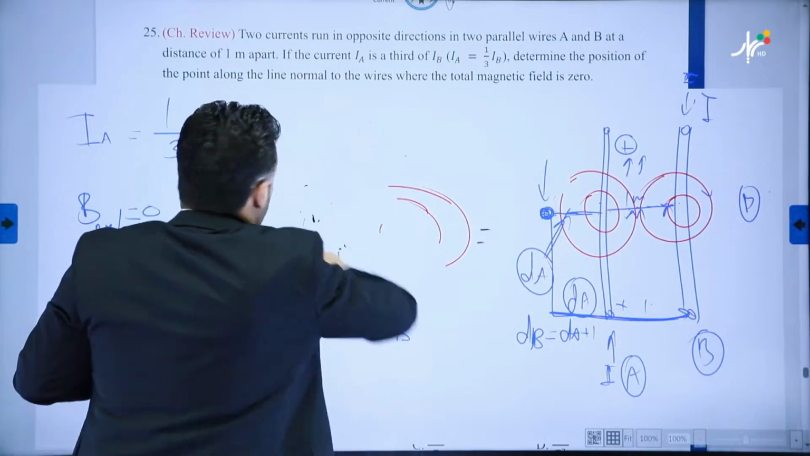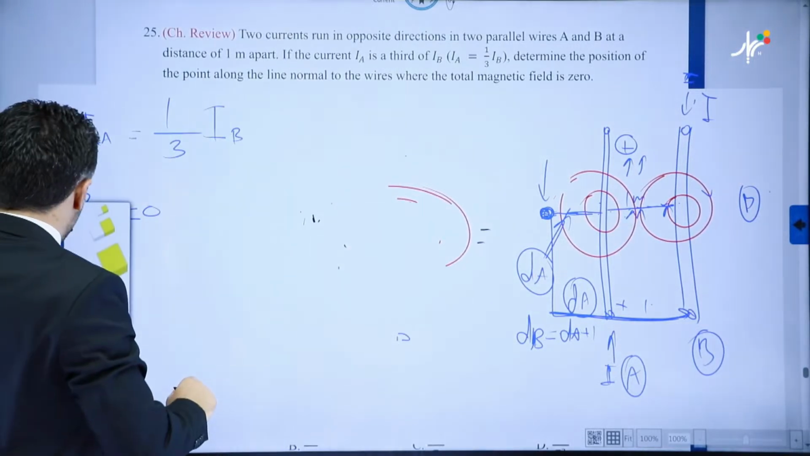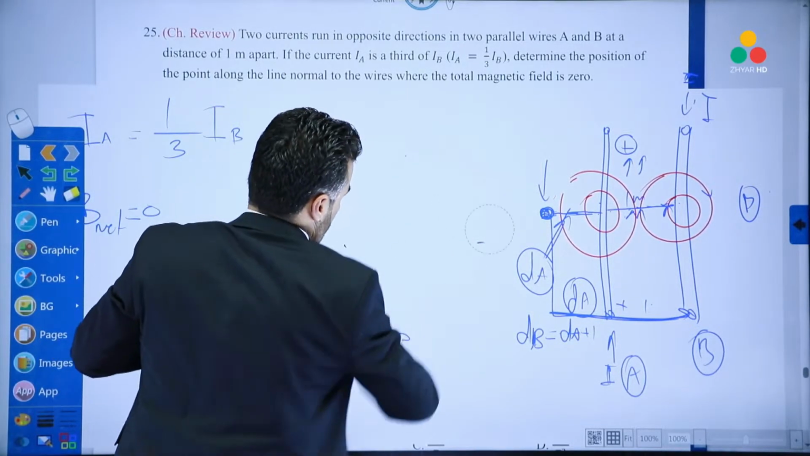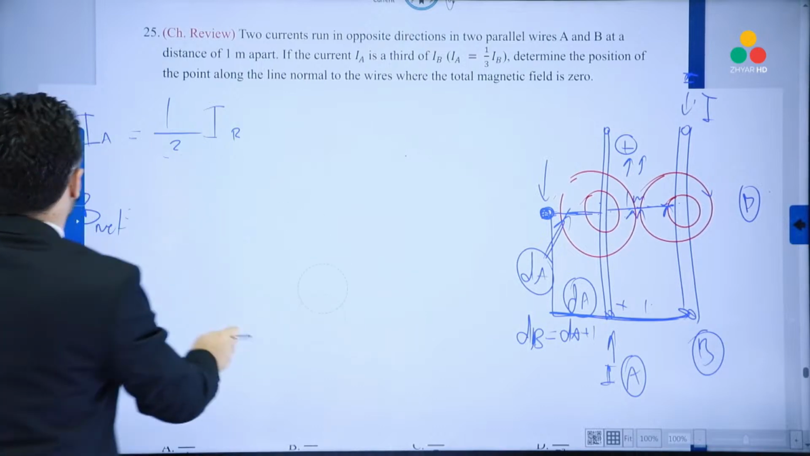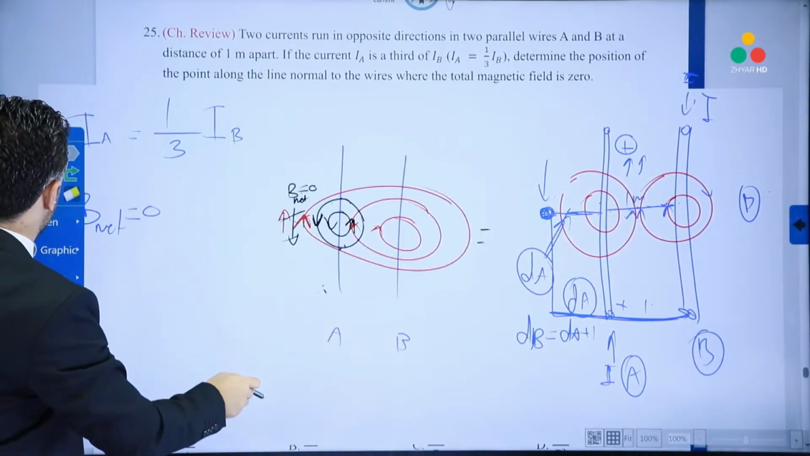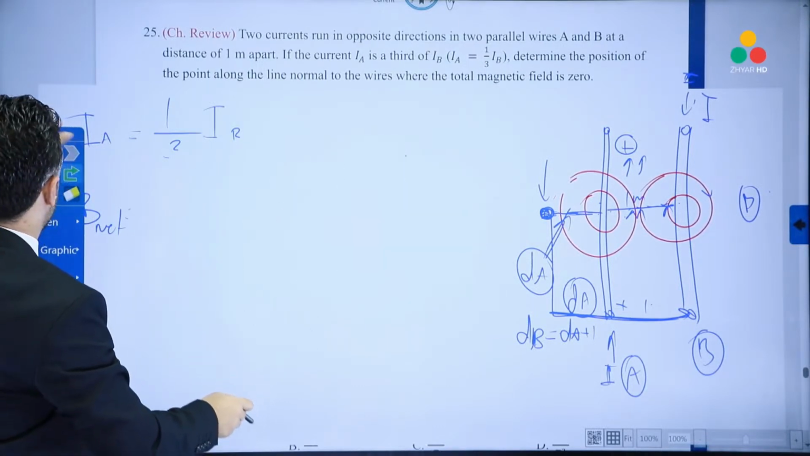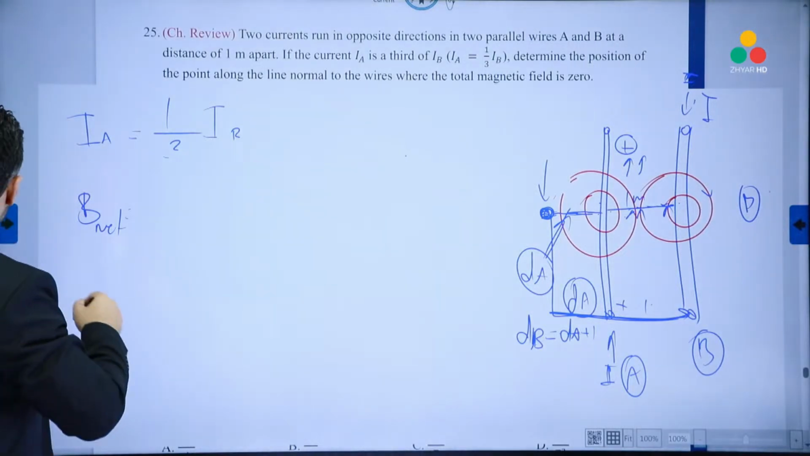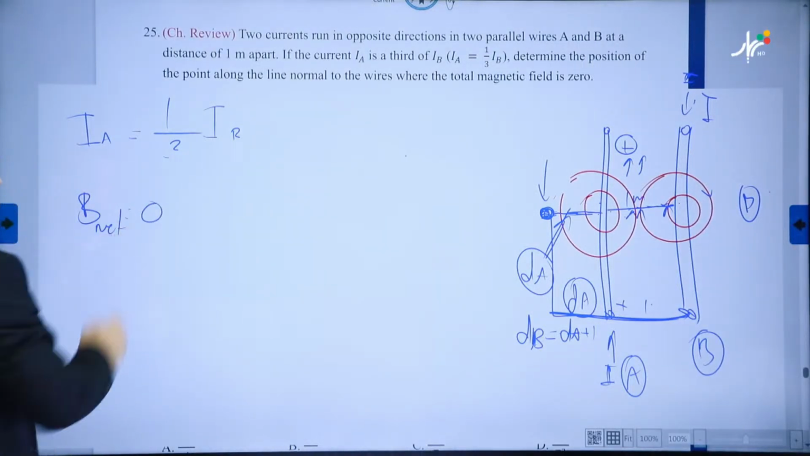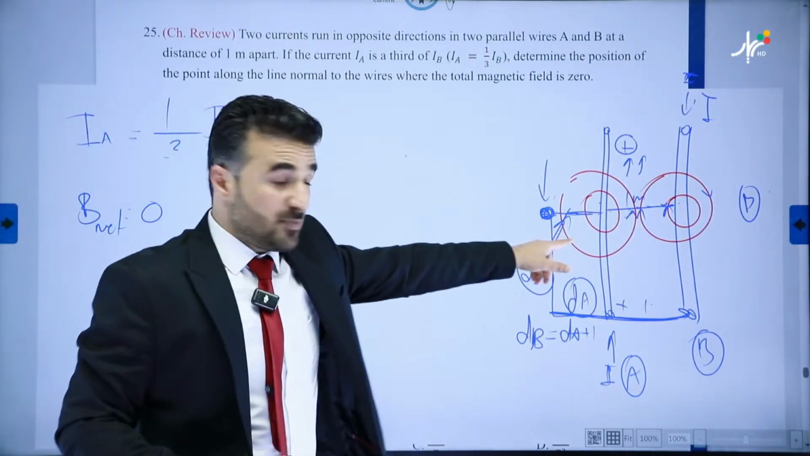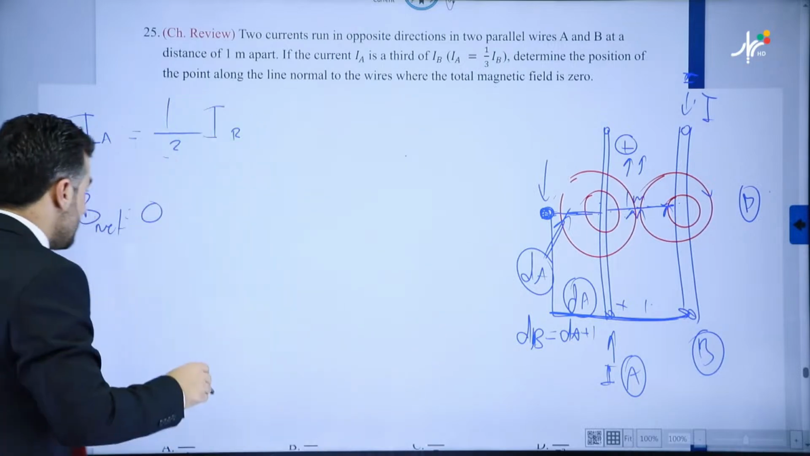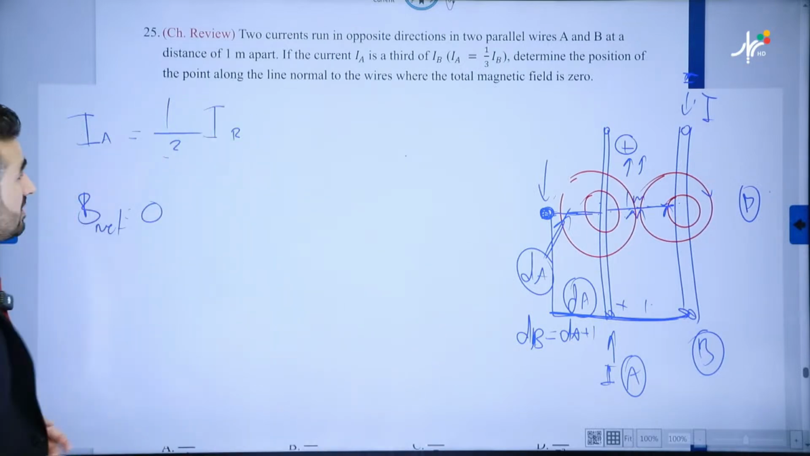Let's make this one a little bit bigger so we can erase faster, saving some time. Oh, I forgot. I should not have drawn this one. I'll write this one. Okay, so we said if that is the case at this point, B net must be 0.